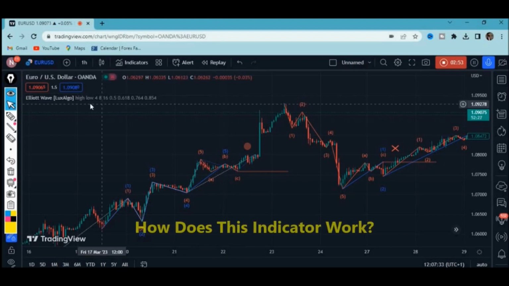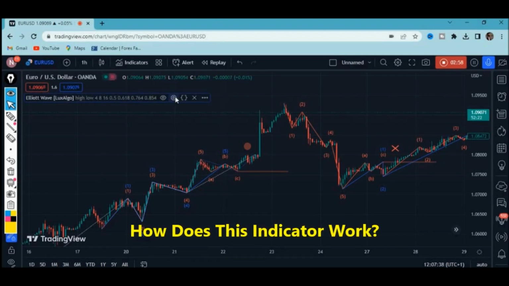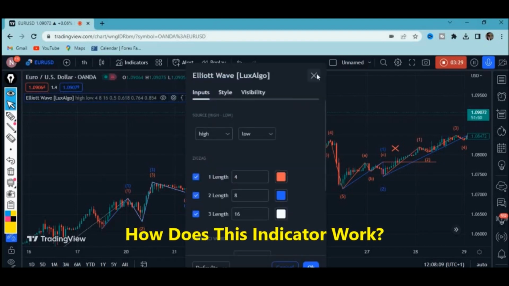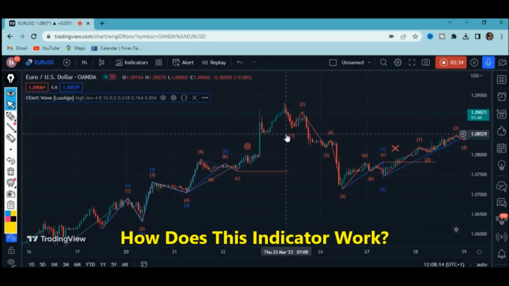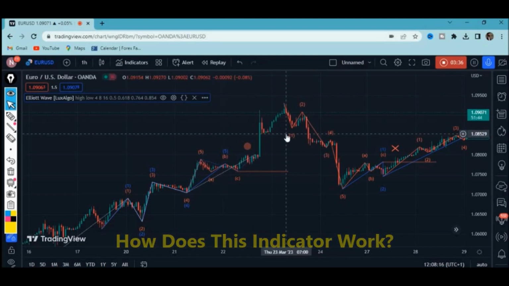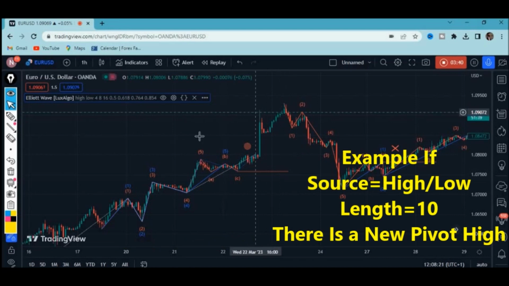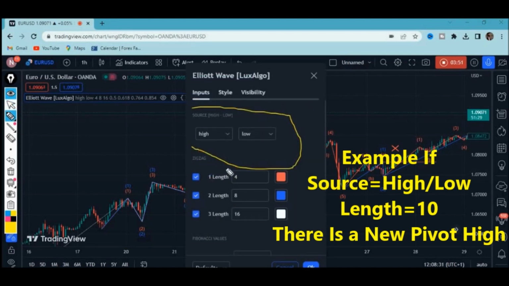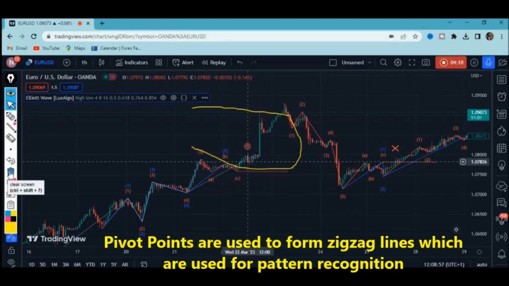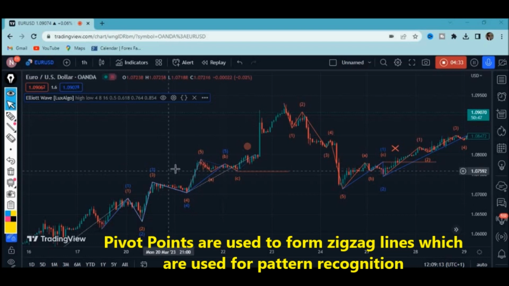So going directly to settings over here, you're just going to see we have source and length. So how it works, source and length checks whether a new pivot point is found. Example, if source is high and low and the length is equal to 10, there is a new pivot high. Pivot points are used to form zigzag lines, which are used for pattern recognition. So these are the zigzag lines you can probably see over here. So using the zigzag lines, you are able to recognize any pattern. So that's the usage of these zigzag lines.